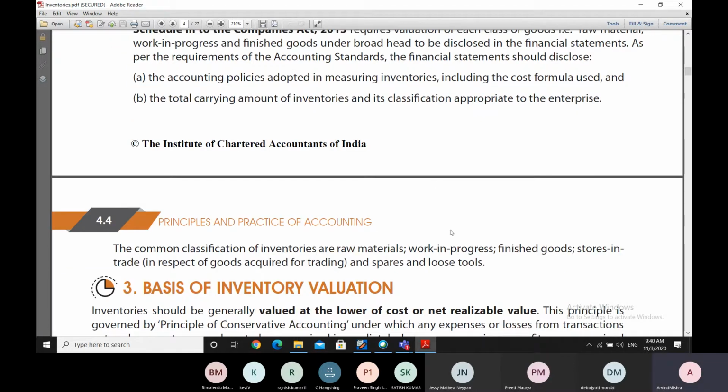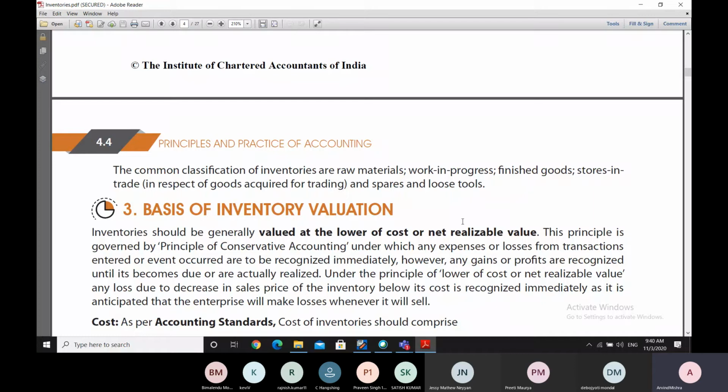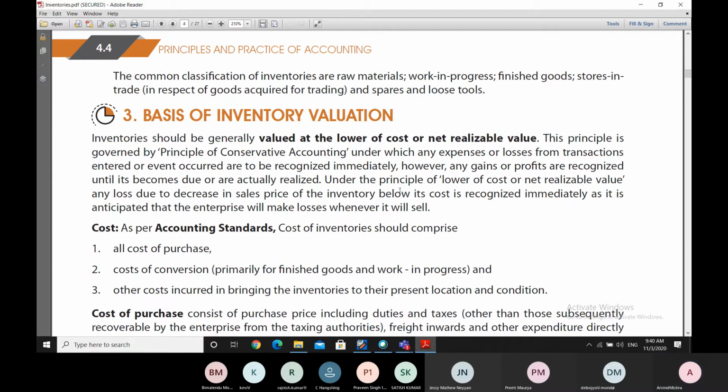So the common classification of the inventories: work in progress, finished goods, stores in trade, in respect of the goods acquired for trading, and the spares and loose tools. So spares and loose tools are also a common classification for inventories. We must keep this in mind. This comes under consumables. So broadly speaking, we say raw material, work in progress, finished goods, and consumables, and of course the traded items, which are classified as inventories.